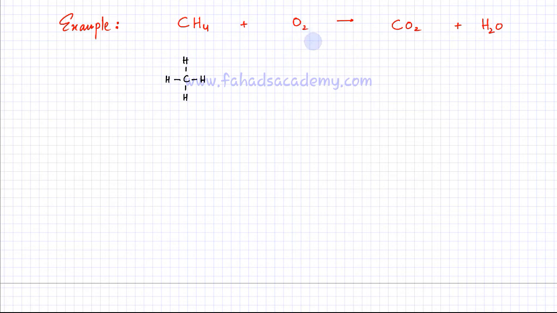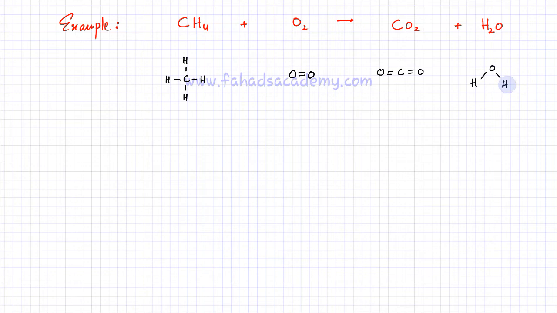Then you have an O2 molecule, that means there are 2 oxygen atoms joined together. Then you have a carbon dioxide molecule in which you have one C and 2 oxygen atoms joined together. So these are the structures of these molecules. And H2O means there are 2 hydrogens and 1 oxygen joined together. So H2O would look something like this.